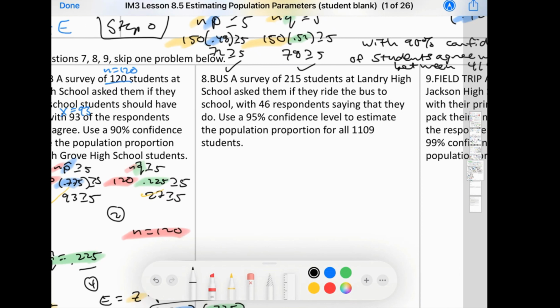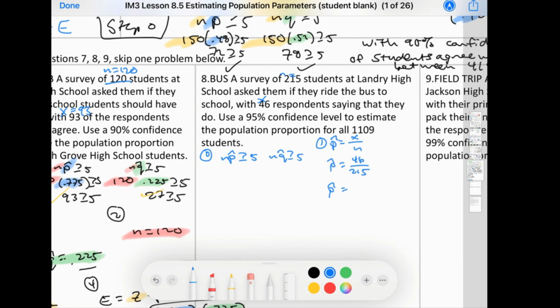All right. A bus. A survey of 215 students at Landry High School asked if they ride the bus to school. With 46% of respondents say they do. Use a 95% confidence interval to estimate the population proportion for all 1,109 students. Step 0, let's check for those conditions. N times P hat greater than or equal to 5, and N Q hat greater than or equal to 5. Well, I need to get those from P hat. So P hat is X divided by N, which is our total of success, which is X, which is 46, and our N value, which is 215.